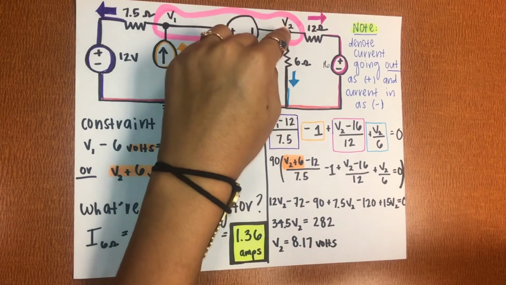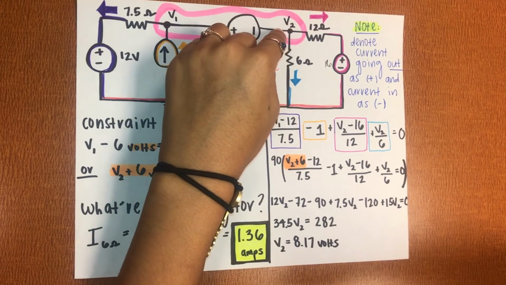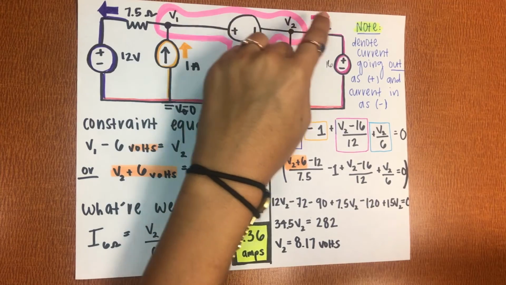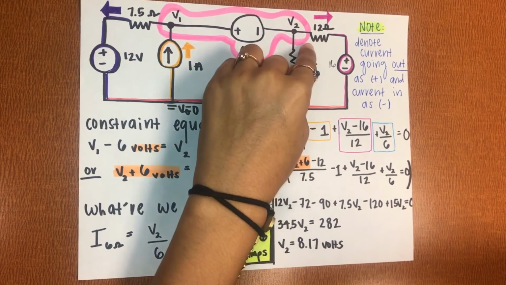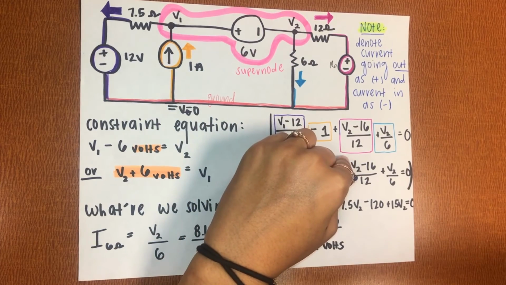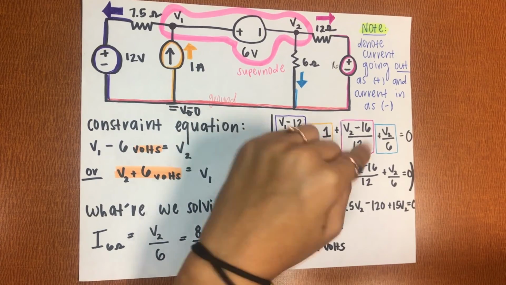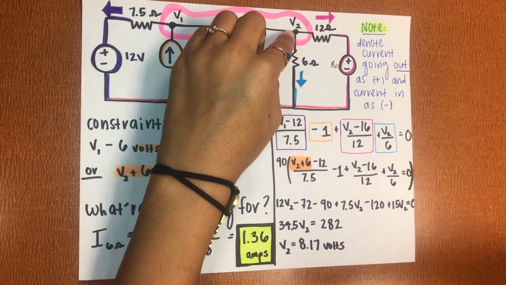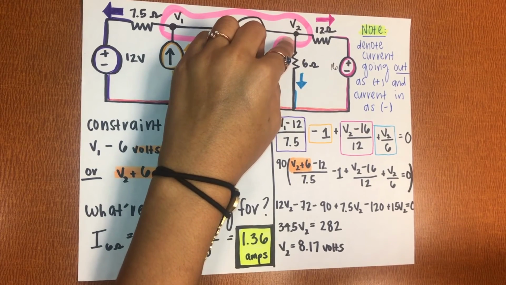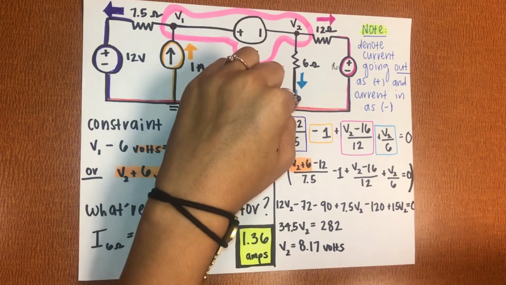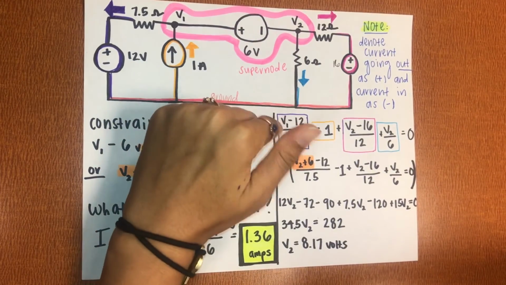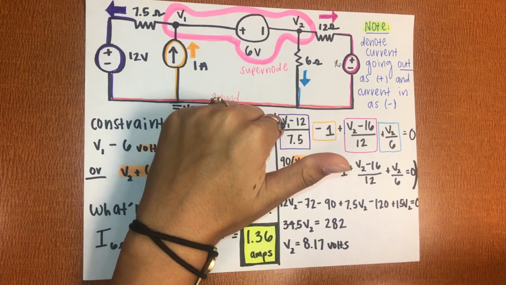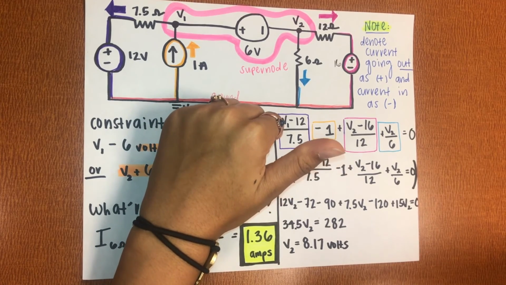Next, using the pink, we see a current leaving the system, and we say that V2 with the voltage drop of 16 to ground over 12 ohms is the third current. Finally, the current leaving here is V2 to ground over 6 ohms. Again, all these equations were derived using Ohm's law, that V equals IR.